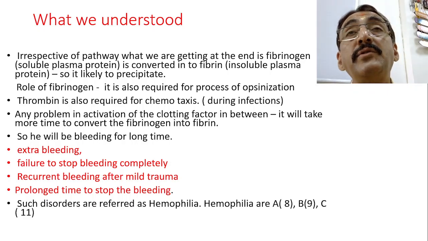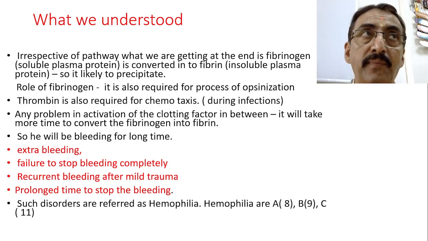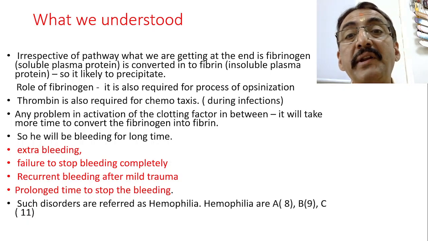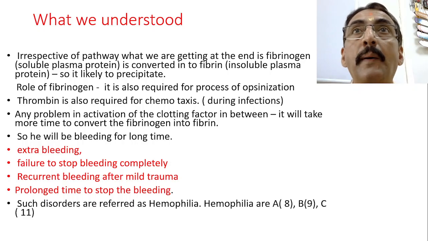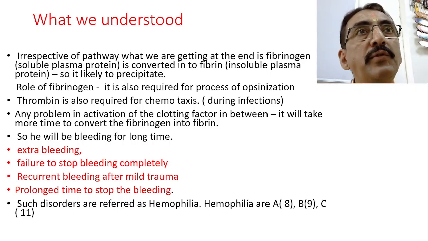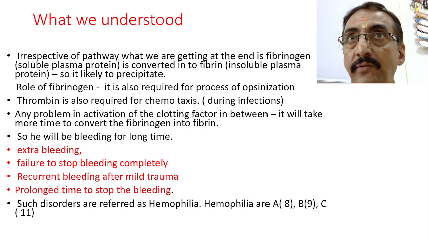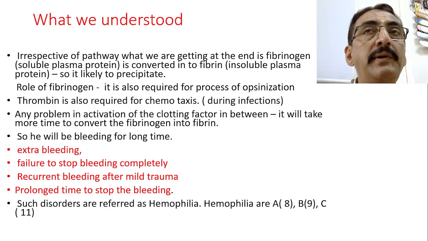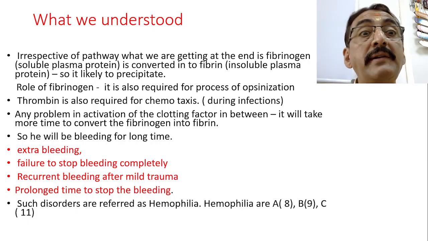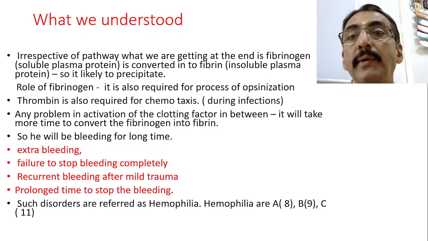But apart from that, fibrinogen has other roles also. Fibrinogen is also required for the process of opsonization. Opsonization is one of the processes in phagocytosis. So when there is infection, opsonization will take place, and that also requires fibrinogen. So fibrinogen is not only limited to the coagulation pathway.